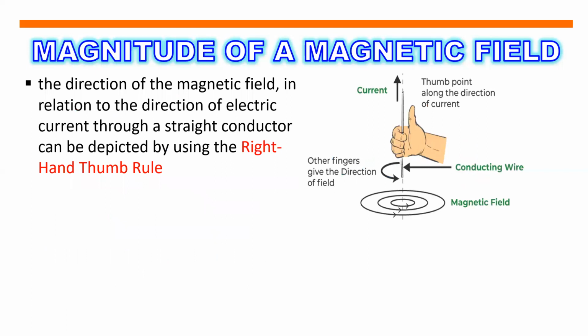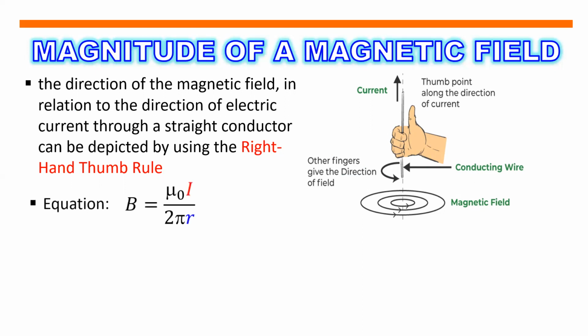So the direction of the magnetic field in relation to the direction of electric current through a straight conductor can be depicted by using the right-hand thumb rule. So kung hahawakan natin yung wire natin, then yung ating thumb, yun yung direction ng current ng wire. Then yung natitira nating mga daliri, no? So that is the direction ng ating magnetic field.